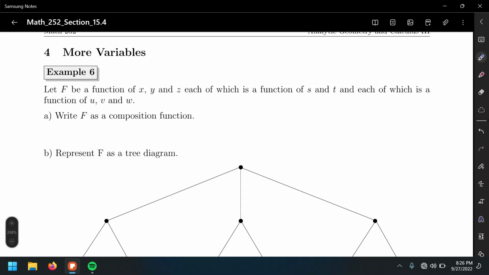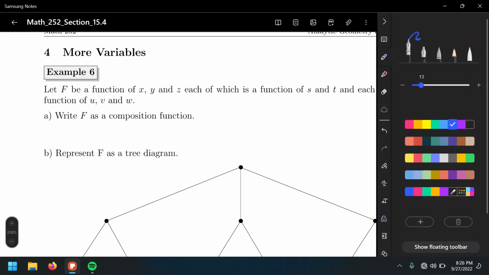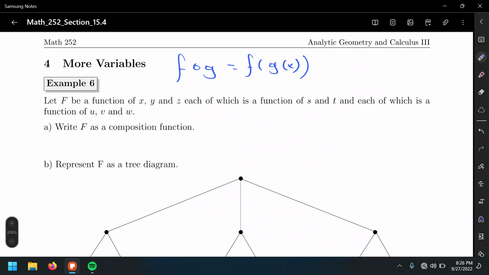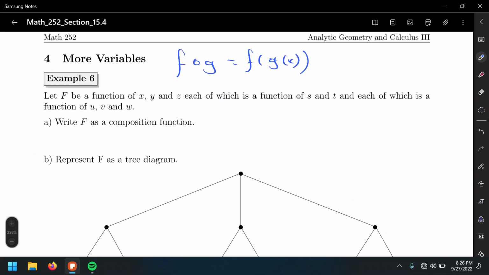Number 1, write f as a composition function. What do I mean by a composition function? In a generic way, you might remember f evaluated at g, f of g of x. That's one of the simplest composition functions, a composition function in one single variable. But in this case, we have two tiers of intermediate variables and finally one defining the independent variable.